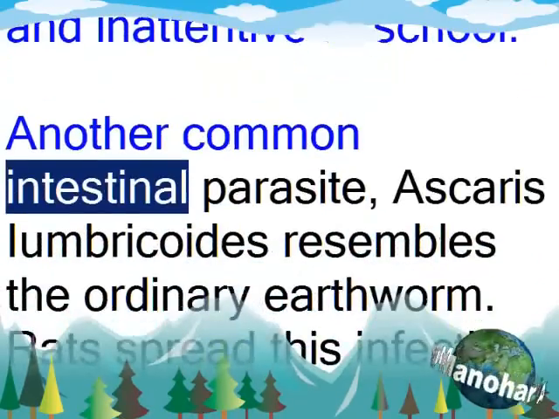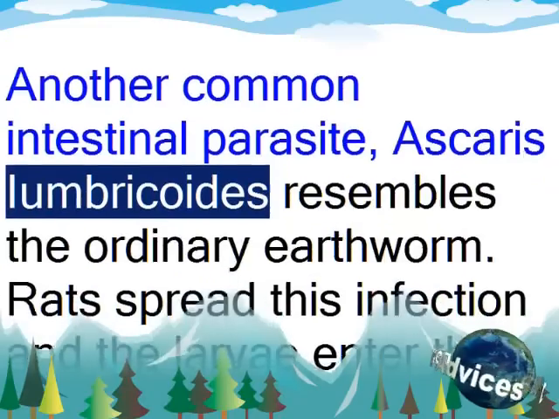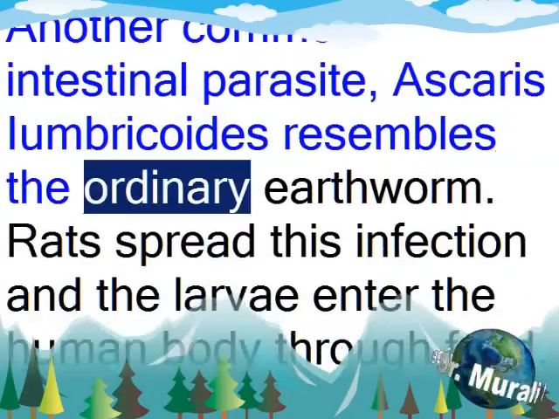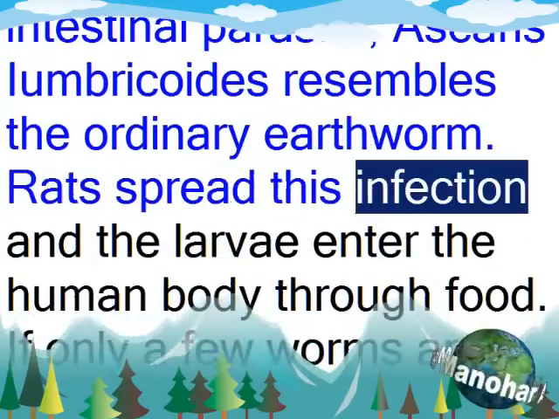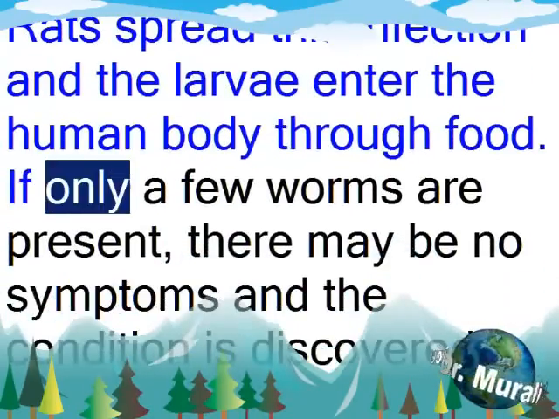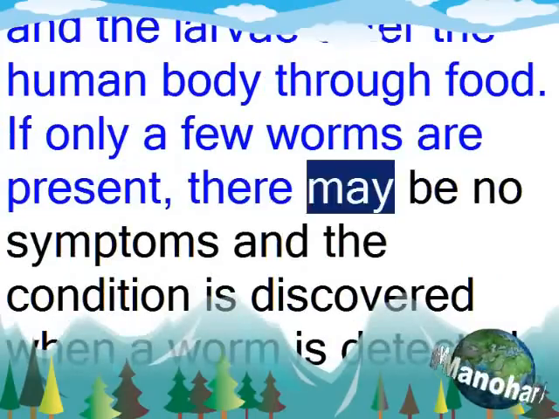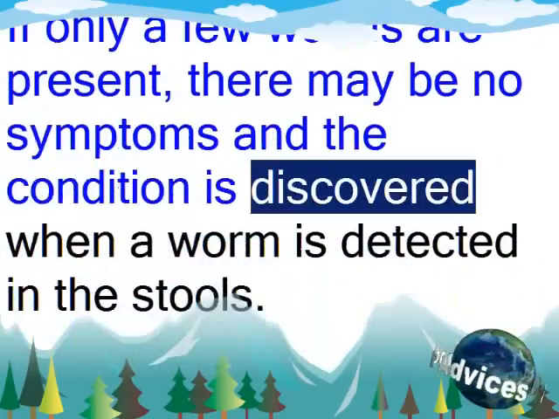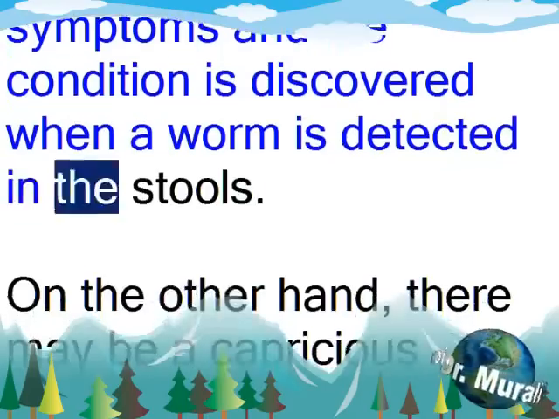Another common intestinal parasite, Ascaris lumbricoides, resembles the ordinary earthworm. Rats spread this infection and the larvae enter the human body through food. If only a few worms are present, there may be no symptoms and the condition is discovered when a worm is detected in the stools.